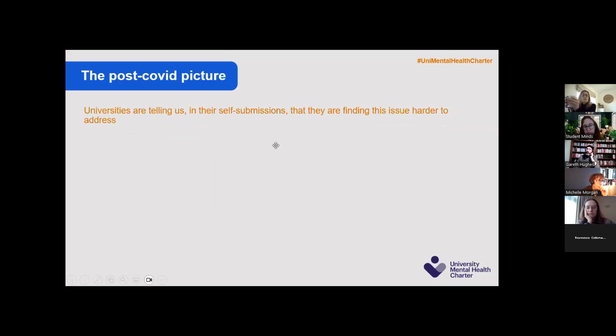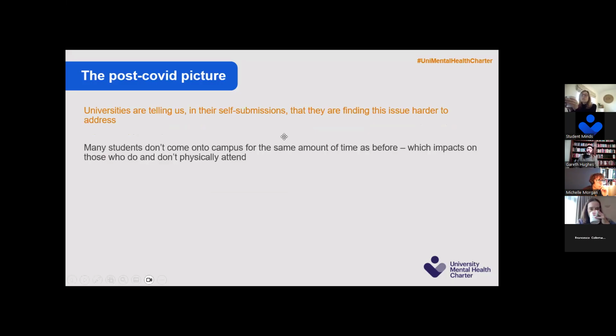As I said, the post-COVID picture that we're hearing from universities in the analysis that we did is that actually it's becoming harder for universities to address this. Certainly the traditional ways that we've done this are working less well, as we spoke about earlier. Clearly, we're seeing many students not coming onto campus for the same amount of time as before. That's partly due to just changes in social patterns that students have. Some of it's to do with the fact that students are accessing lectures and classes online rather than feeling they need to come into campus. And some of it's just about cost, just that students can't afford to come onto campus even for lessons sometimes, or they're having to go to paid work.